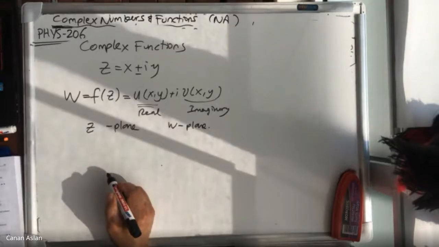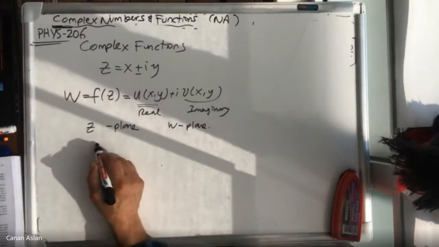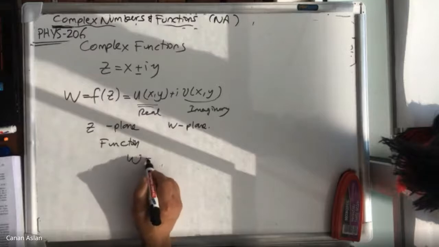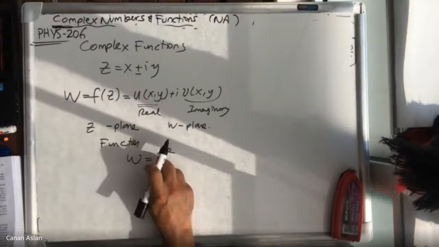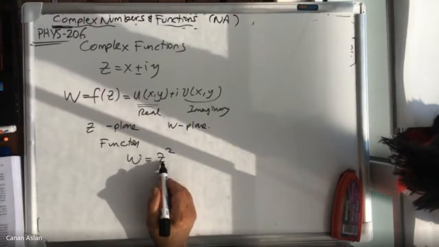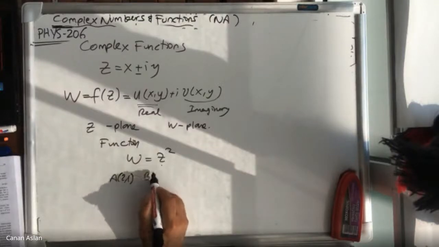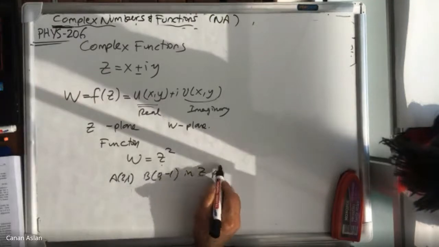So what's happening is that suppose we have some function, say omega equals z squared. This is a function of z, the square of the complex number z. How can we represent this in the z plane and the w plane, when points A (2, 1) and B (0, -1) are chosen in the z plane?